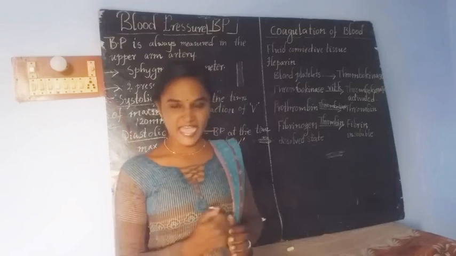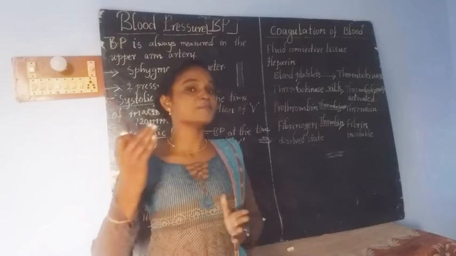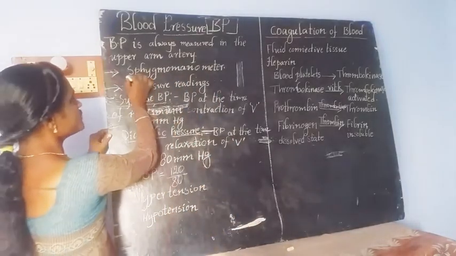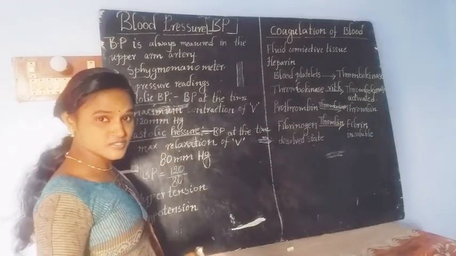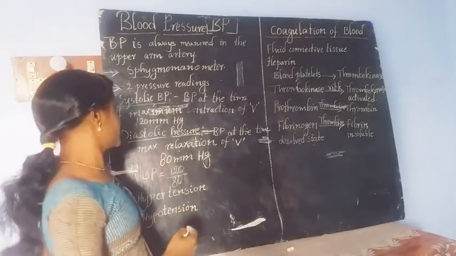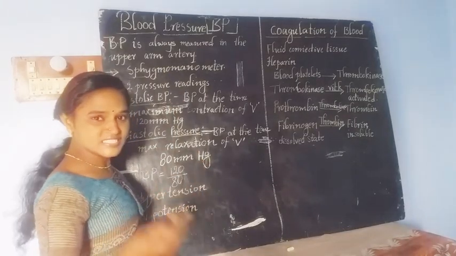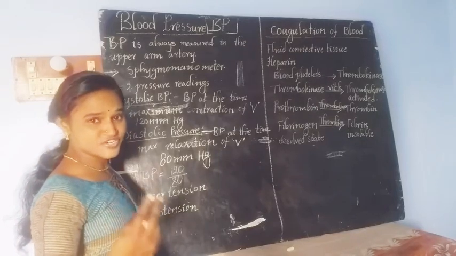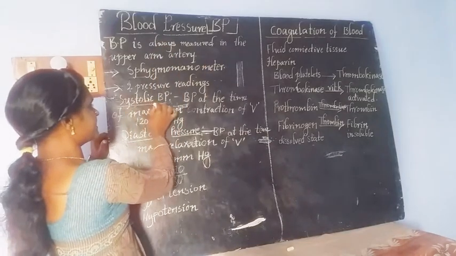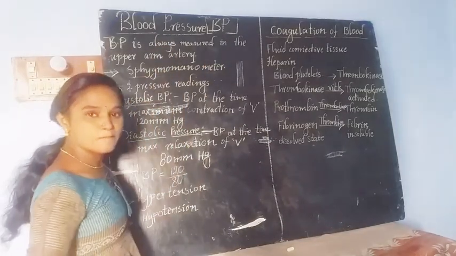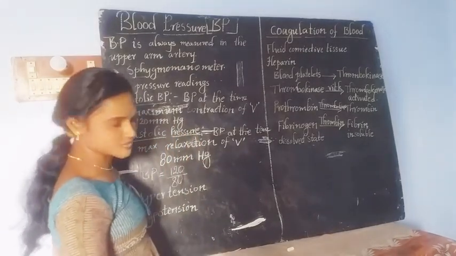That device is called a sphygmomanometer. Doctors use sphygmomanometers to find the BP of patients. Blood pressure is measured in two readings. One is called systolic blood pressure, and the other is called diastolic blood pressure.